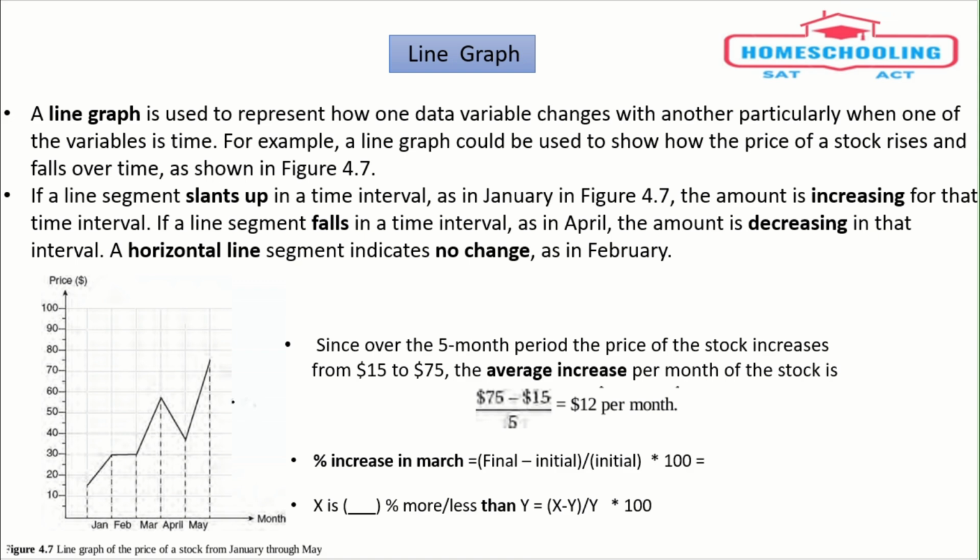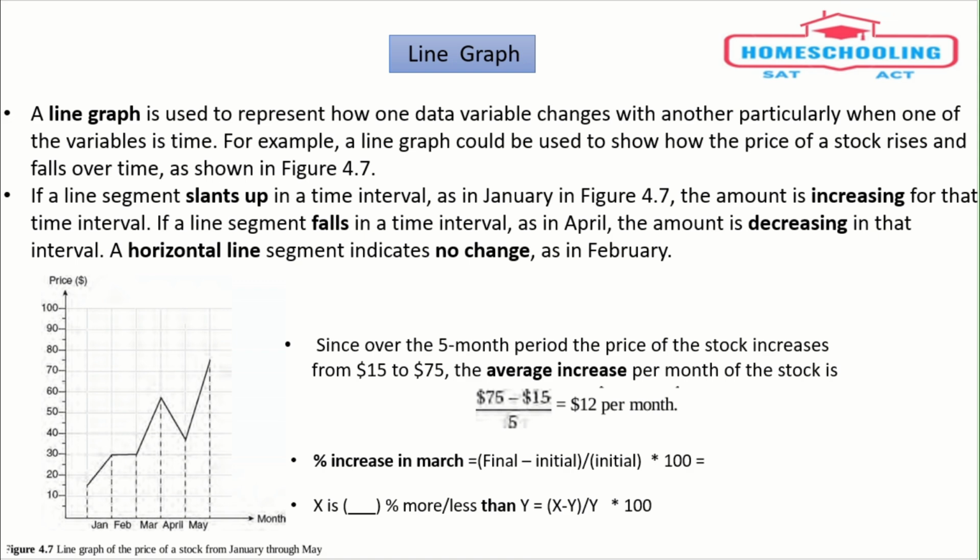In line graphs, there are two types. This one, as you can see, for the month of January, you have an initial value and a final value. That is 15 at the start of January, and at the end of January, it was 30.